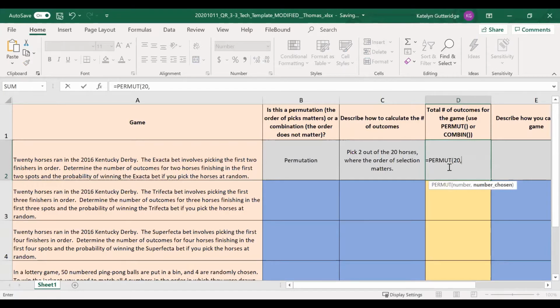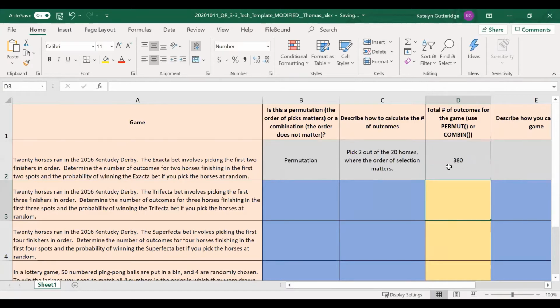So I'll put the 20 first, and then I'll put my 2 second, close the parentheses, and hit enter. So what this is calculating here, this 380, is the total number of outcomes. Out of all these 20 horses, we have 380 outcomes for picking 2 horses where our order matters. So if you're thinking about this in terms of betting, you are trying to pick 1 out of these 380 outcomes to win. So we have to pick the right one out of all 380 of these outcomes.